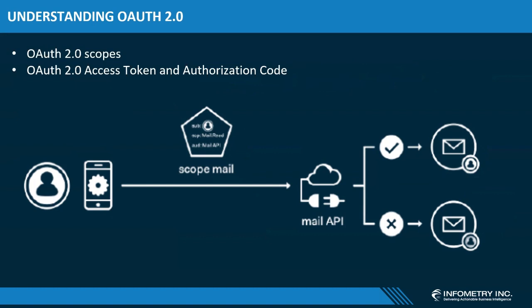OAuth 2 access tokens and authorization code. The OAuth 2 authorization server may not directly return an access token. Instead, and for better security, an authorization code may be returned, which is then exchanged for an access token. In addition, the authorization server may also issue a refresh token with the access token. The refresh token may be exchanged for new access tokens.